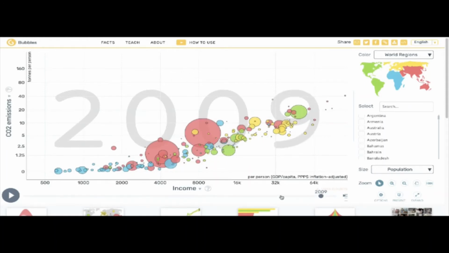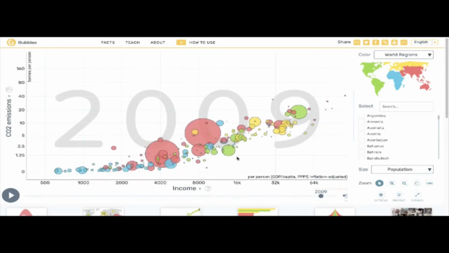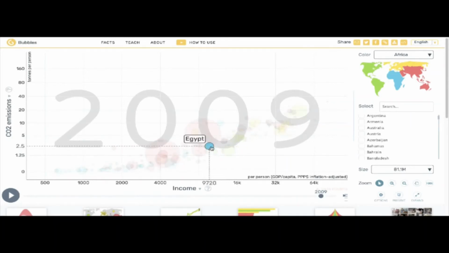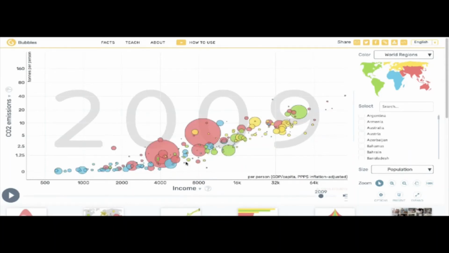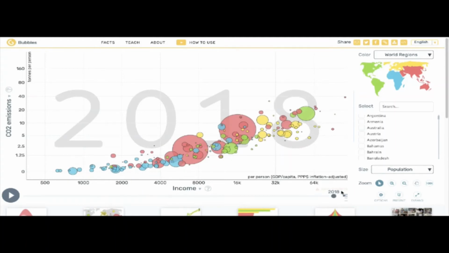Africa is blue. There are some stronger countries in Africa. So up here we've got South Africa, economy growing, pollution growing. Here we've got Egypt, the economy growing, the pollution not so much growing as we go through there. We're getting up to 2009 and we keep moving through and we get to 2018, which is as recent as the data gets. And what can we see?